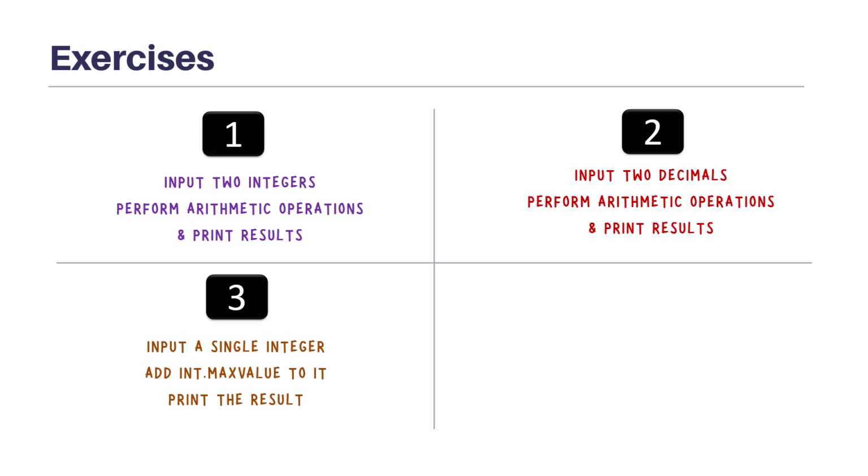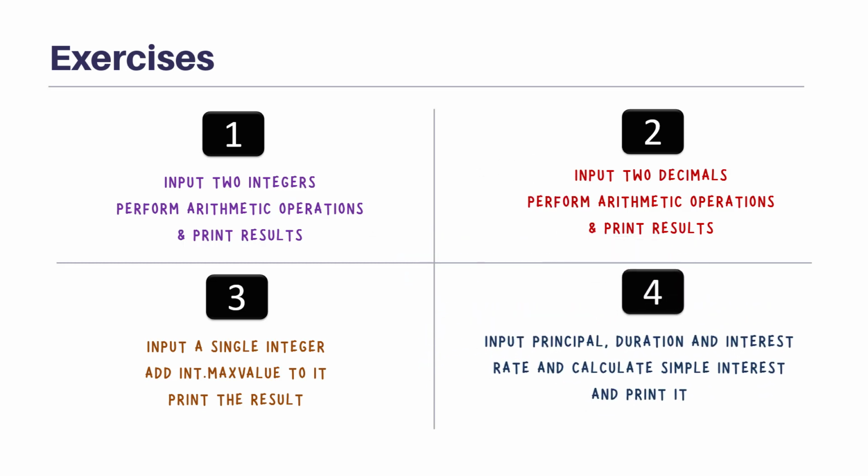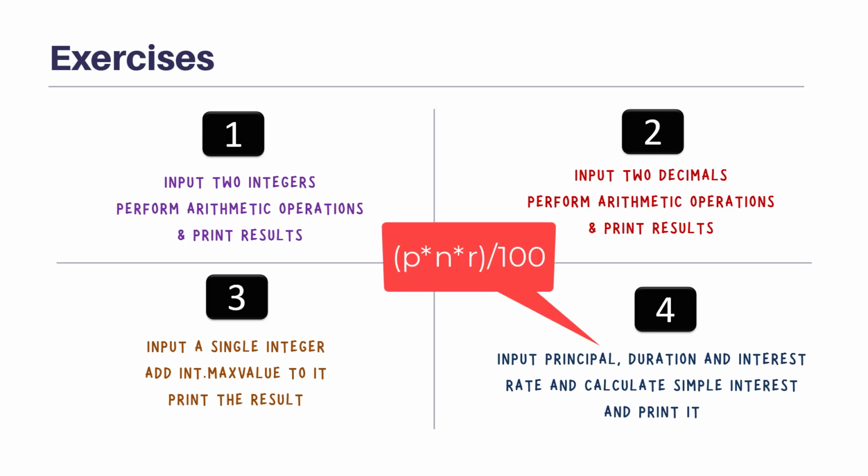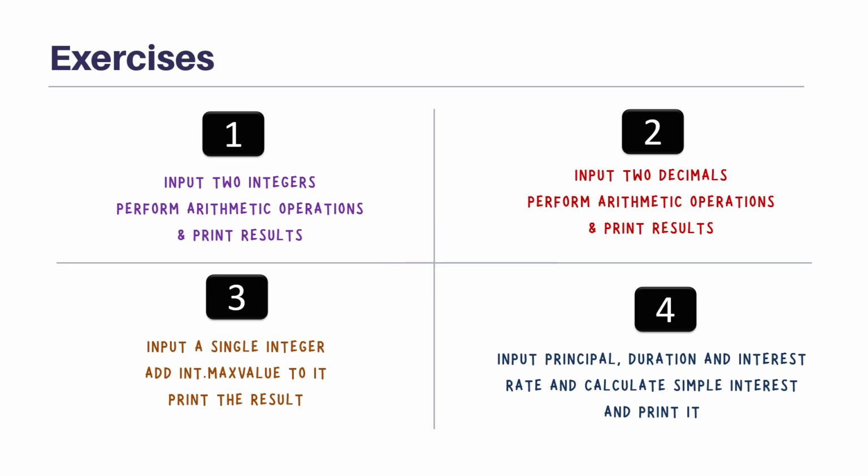Fourth exercise is for calculating simple interest. So input principal amount, duration in number of years, and rate of interest per year, and then calculate the simple interest using the formula P into N into R divided by 100. Try these exercises and let me know if you face any difficulties.